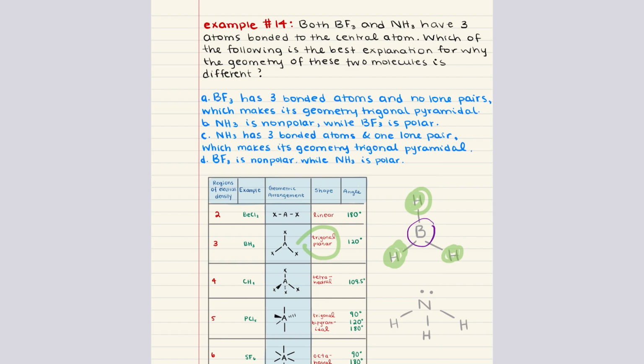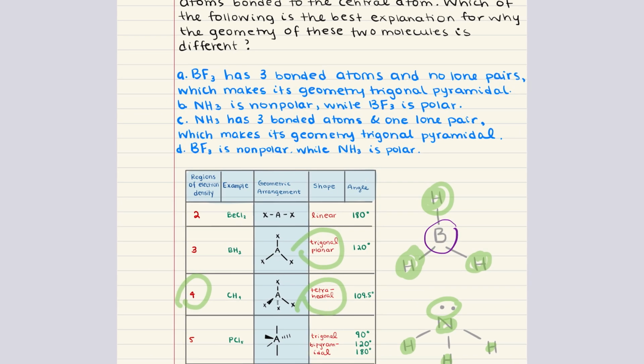Ammonia has a central nitrogen, and it has 3 hydrogens bonded to it. Now, nitrogen has 5 valence electrons, 3 that are used to form single bonds with hydrogen atoms, and that means that the remaining 2 electrons form a lone pair. So nitrogen actually is surrounded by 4 regions of electron density, which means that the electronic geometry is that of a tetrahedral. Okay, so keeping that in mind, let's work through our answer choices.